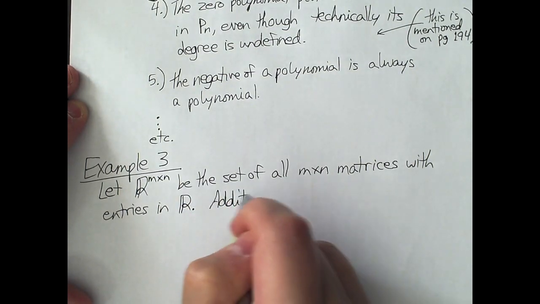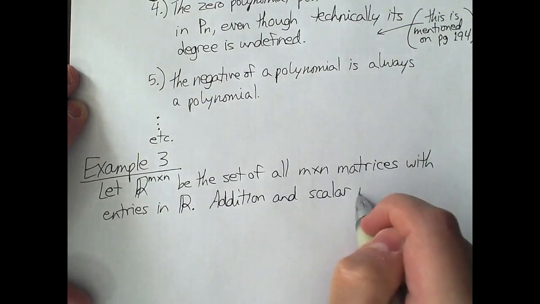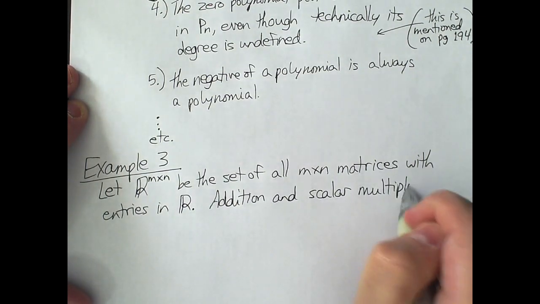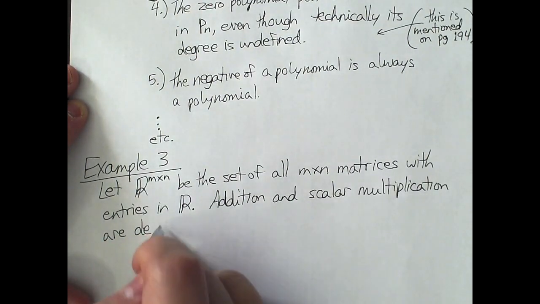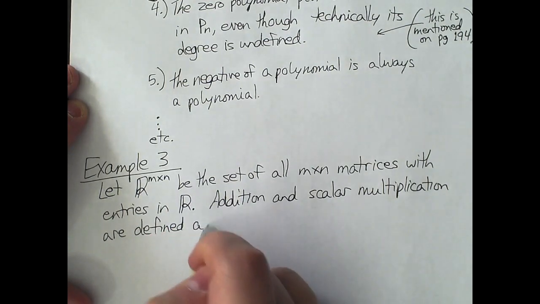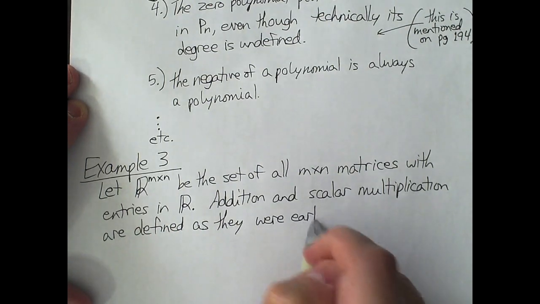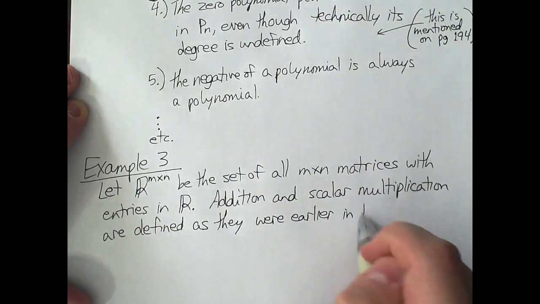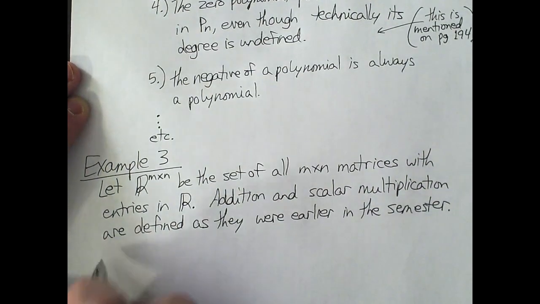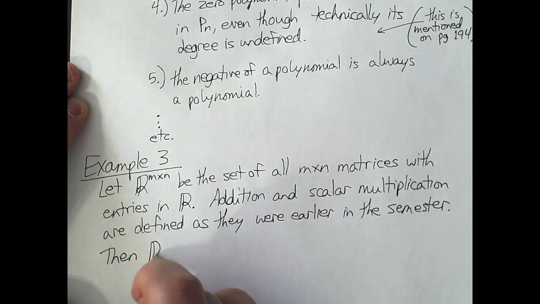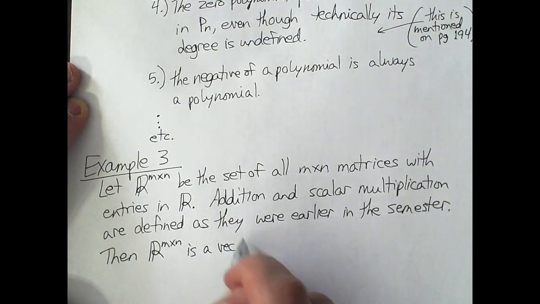Addition and scalar multiplication are defined as they were earlier in the semester. Then R m by n is a vector space.